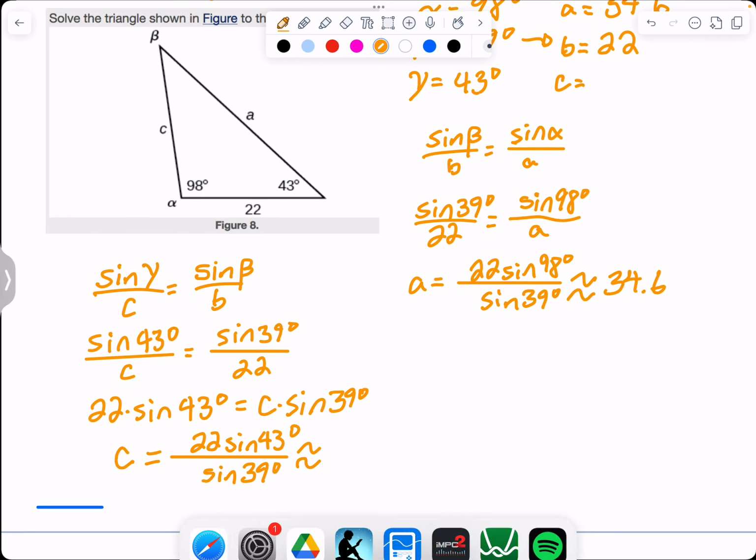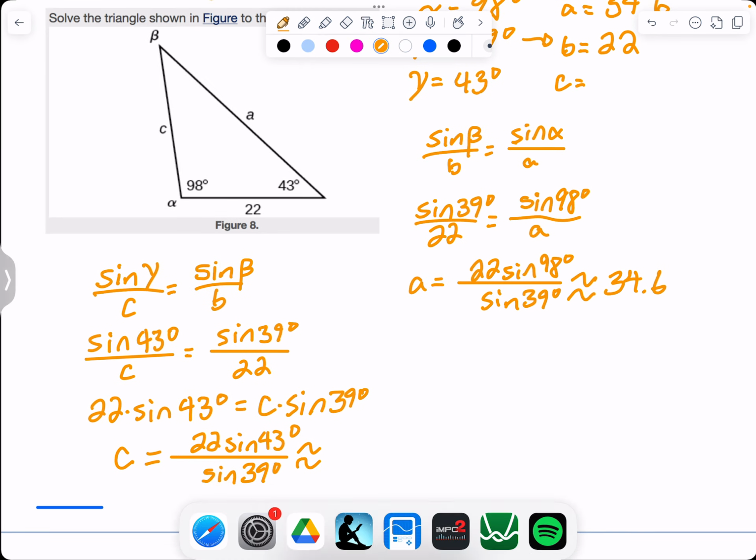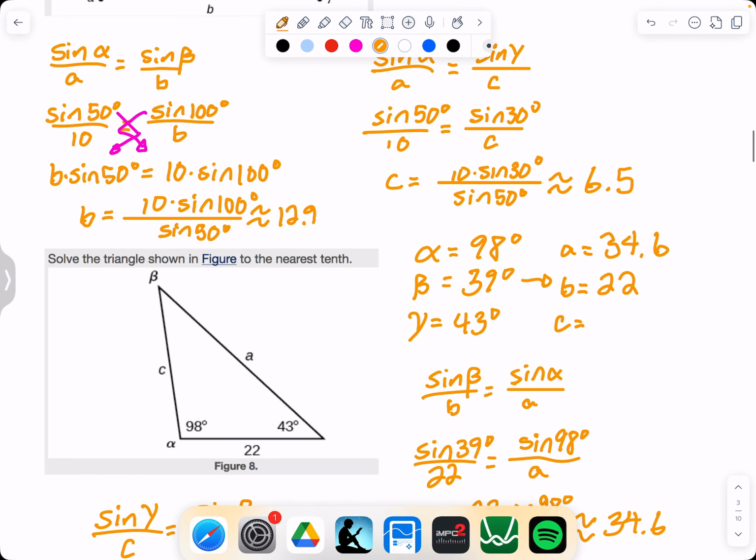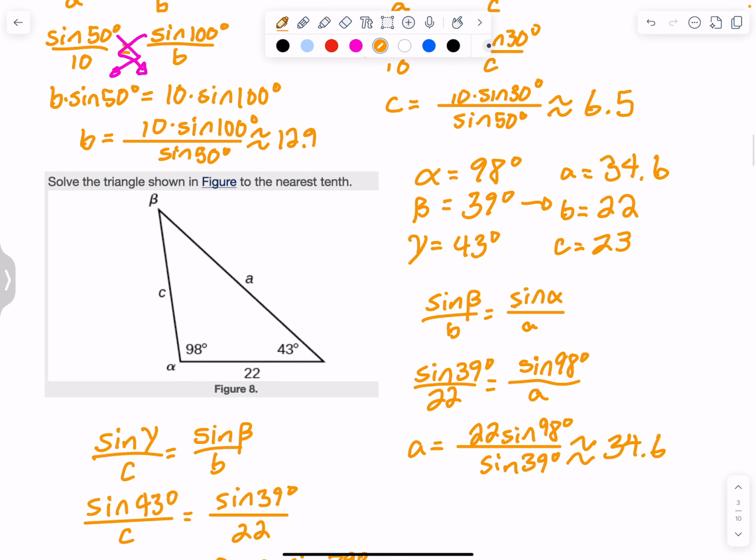All right, so let's plug that in. 22 sine 43 divided by sine 39. So I got 23.8. Now, this should make sense with the angles as well: if this is 23.8, that means this 43 is slightly bigger than that. Yeah, that checks out. So there's our answer. We have solved the oblique triangle.